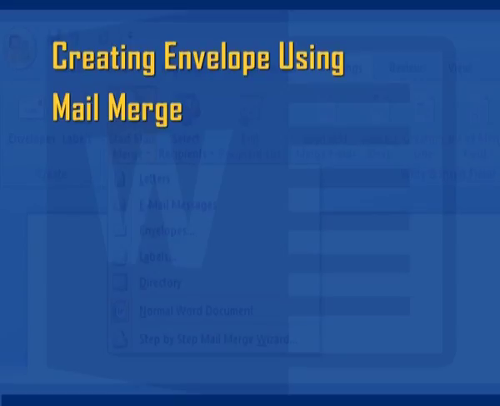Creating envelope using mail merge. Word 2007 includes a special envelope command that can quickly and professionally print a mailing address and your return address on the envelope. You can send the envelope directly to your printer, or you can add the envelope to an existing document so that you can print your letter and envelope together. Let us see how we can create envelope labels.